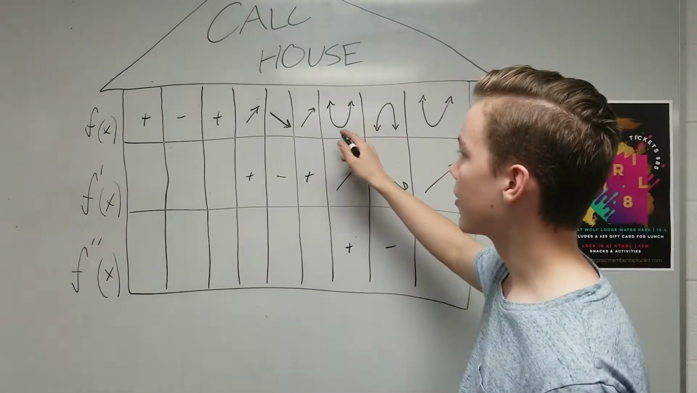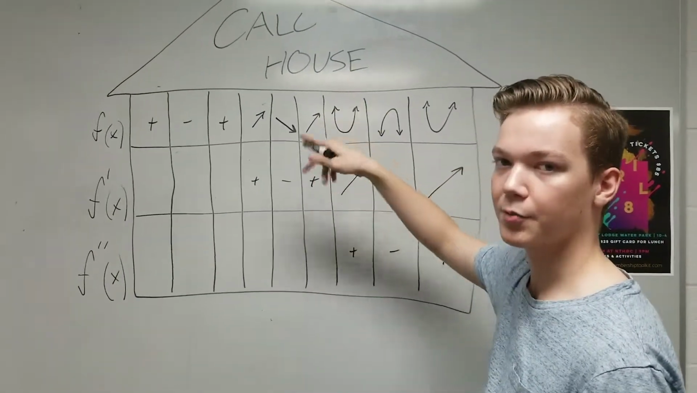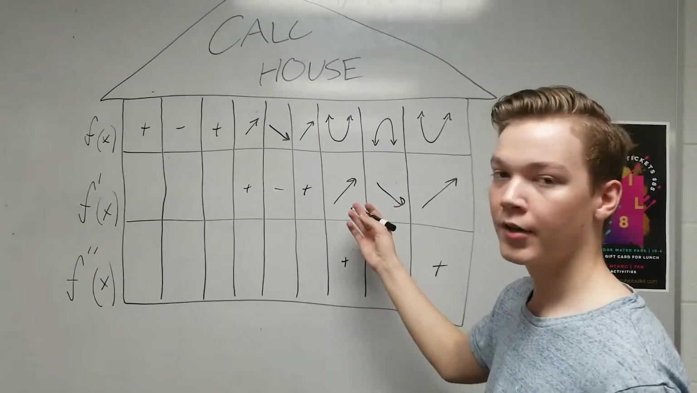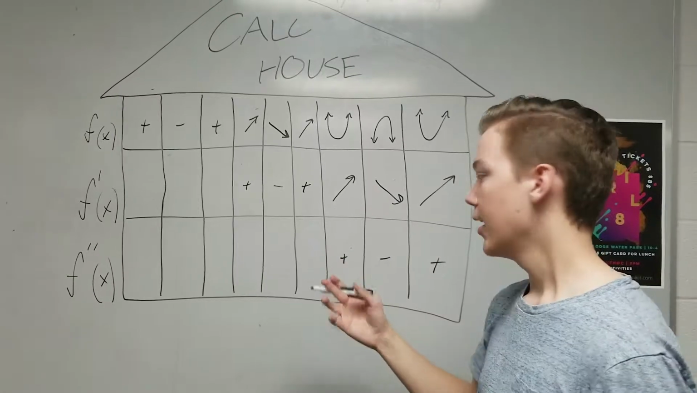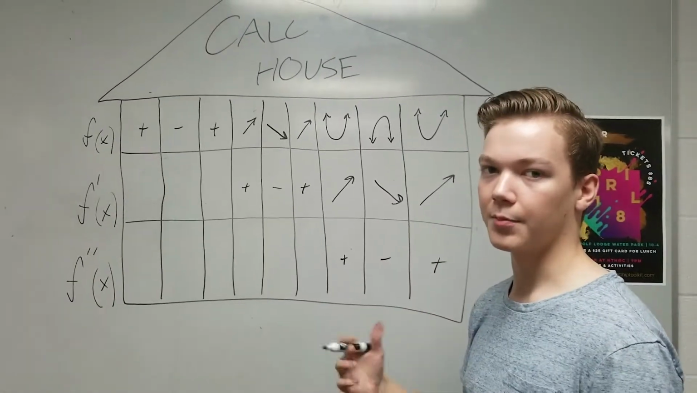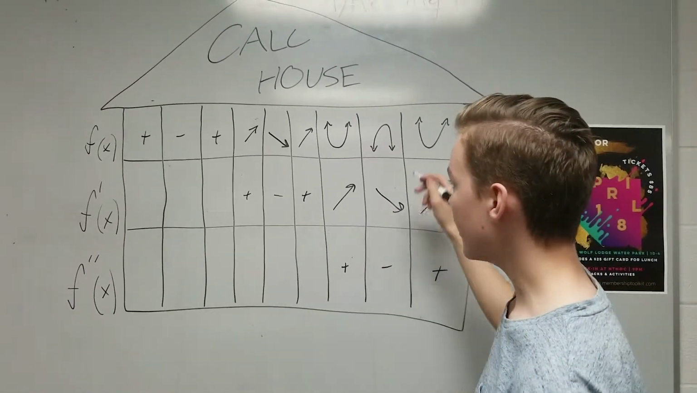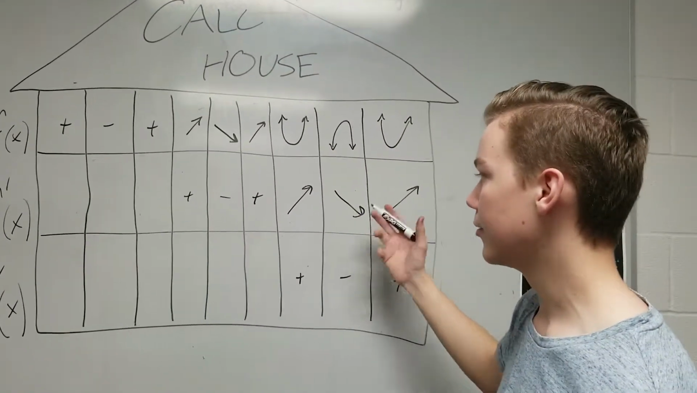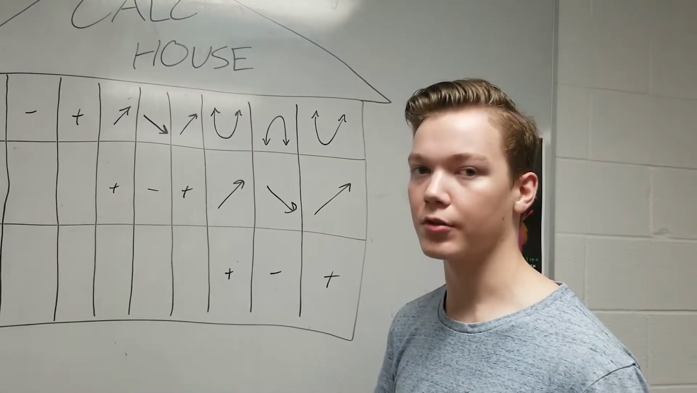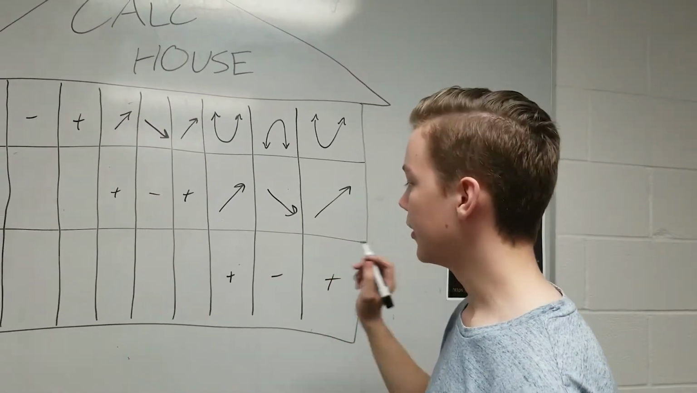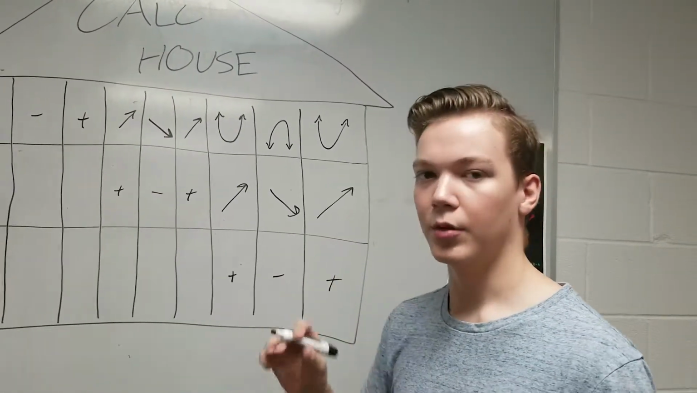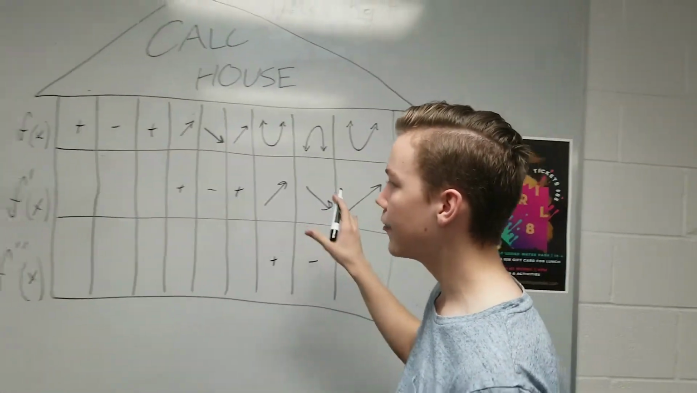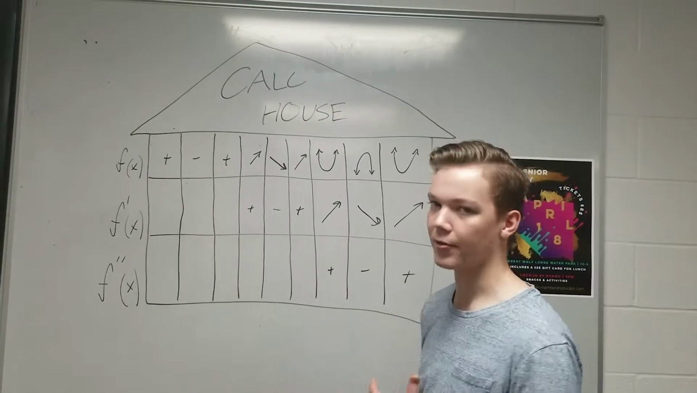Now when we look at our parent function and we have a parabola that's pointing upwards, when it's open upwards, then we're going to see that our derivative will have a positive slope, and that the double derivative will then be on the positive side of the x-axis. And when it is open downwards in the parent function, we'll see that the derivative will have a downward slope that is negative, and then the double derivative will also be below the x-axis on the negative side. So that's the way you can interpret the Calc House and how you can interpret graphs as you look at them.